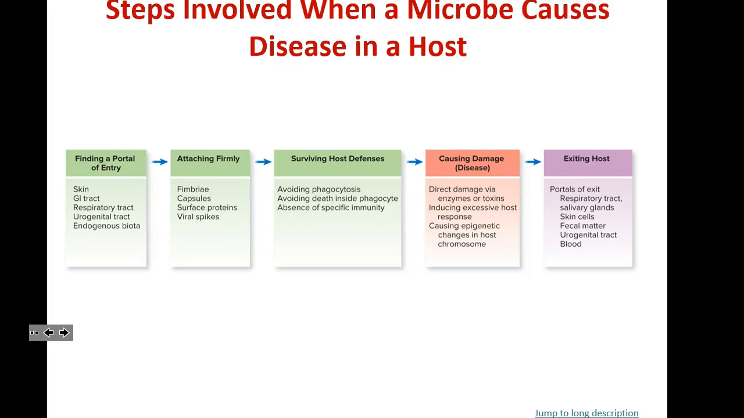Chapter 13, Part 2, by way of review. Steps involved when a microbe causes disease in a host. They have to find a portal of entry, attach firmly, survive host defenses, cause damage and disease, and then exit the host.